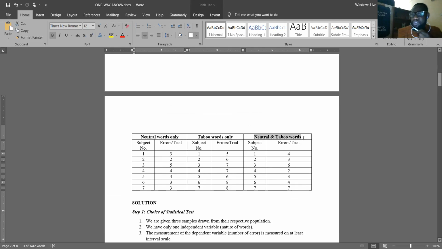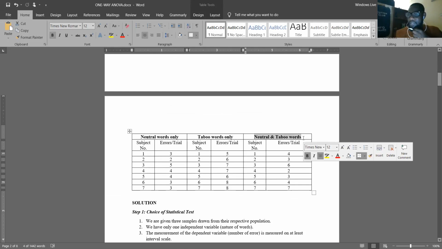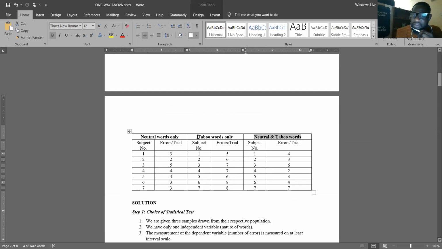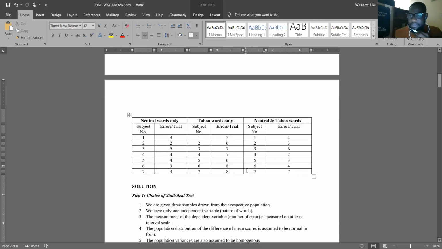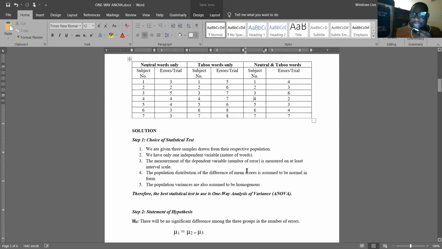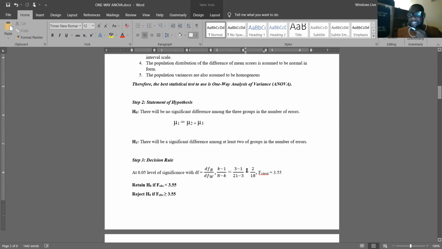And combination of neutral words and taboo words. So it means the researchers hypothesized that subjects in taboo words only will commit more errors than subjects in neutral words only and neutral words and taboo words. Okay, so this is a typical directional hypothesis. And as I indicated earlier, although within the question they put it in a directional fashion, when you are stating your hypothesis, you are supposed to put it in a non-directional form.